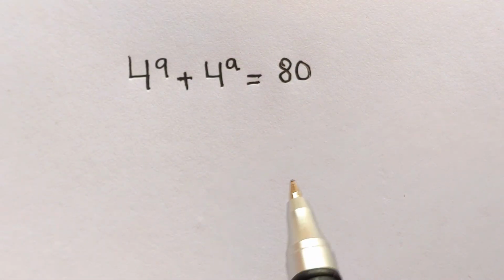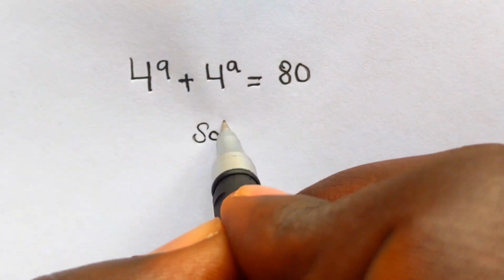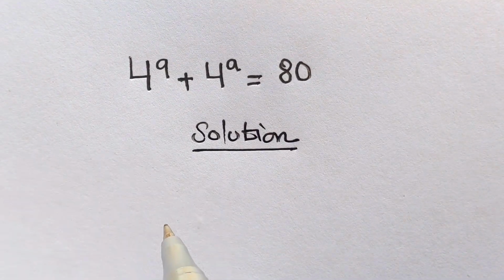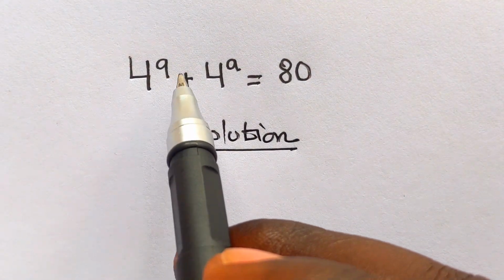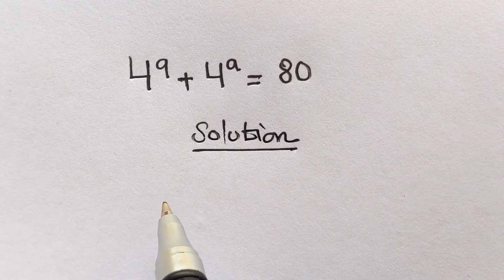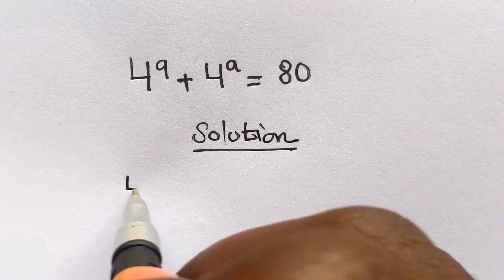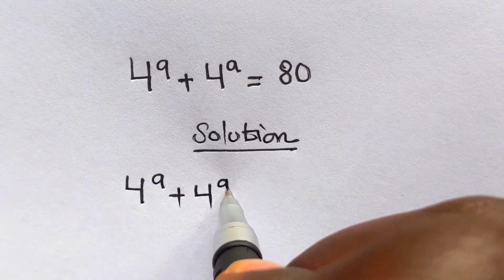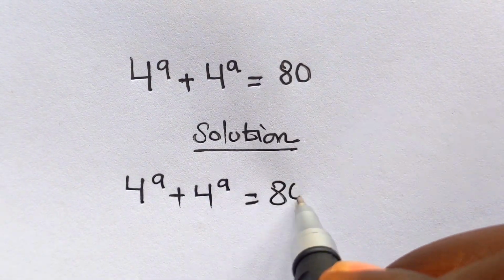Today's video, we are given 4 power a plus 4 power a is equal to 80. Let's provide the solution. And of course, if you have seen us, we are supposed to find the value of a, and the first thing here is to copy what we have. We have 4 power a plus 4 power a is equal to 80.